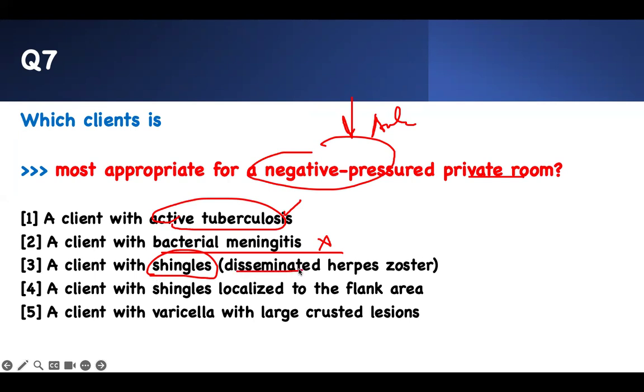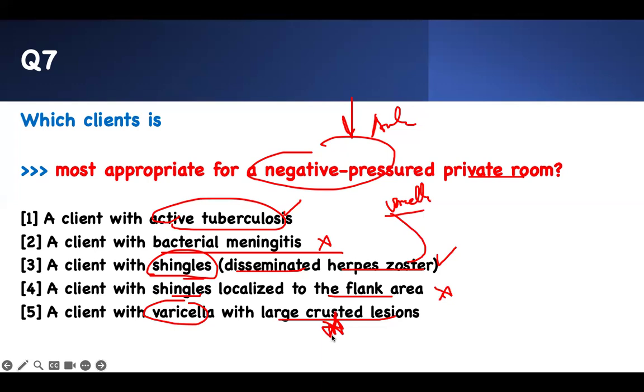But if you spread disseminated herpes, you go back to the original one. It's now varicella. It has spread everywhere. Even though it's shingles, we call it varicella. So you need airborne and contact. Shingles that is localized to the flank area, there's no need to be placed in a negative pressure room. A varicella with large crusted lesions, if the lesions are crusted, you don't need any more precaution.